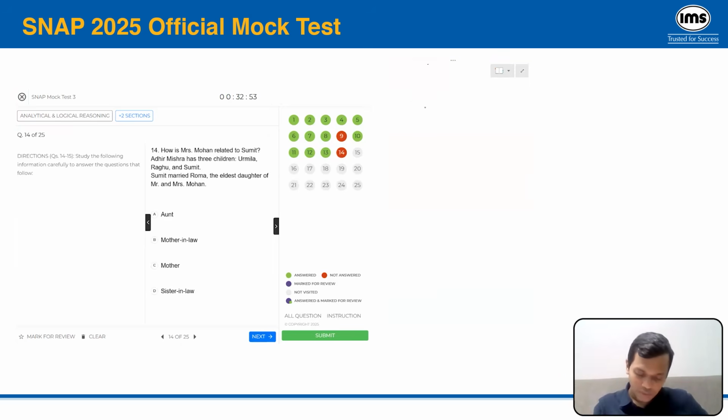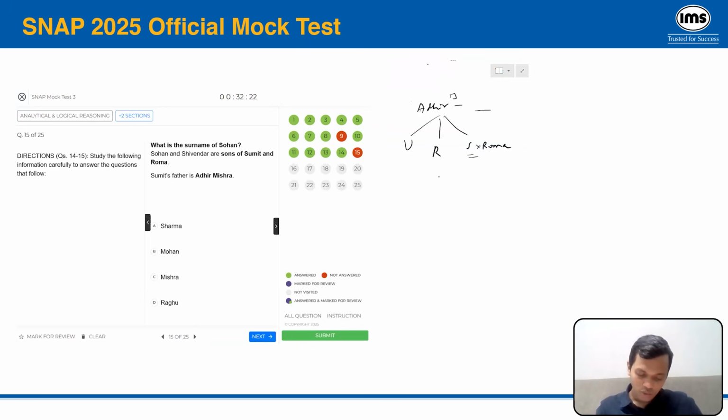How is Mrs. Mohan related to Sumit? Okay. Adhir Mishra has 3 children: Urmila, Raghu and Sumit. Sumit married Roma, the eldest daughter of Mr. and Mrs. Mohan. So these are Mohans. Adhir, assuming that's male. So Mrs. Mohan is related to Sumit, who married Roma, as mother-in-law.